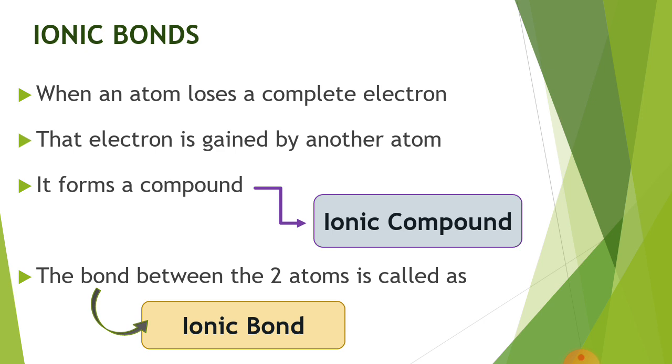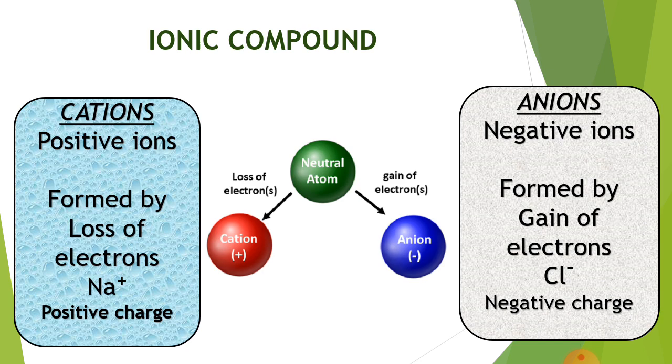Just recall what they will become after gaining or removing the electrons. Those atoms will not remain neutral. They will become ions, positive and negative ions. So ionic compounds form cations and anions. Before this compound formation, they were neutral atoms, but one atom loses an electron and it becomes a cation.